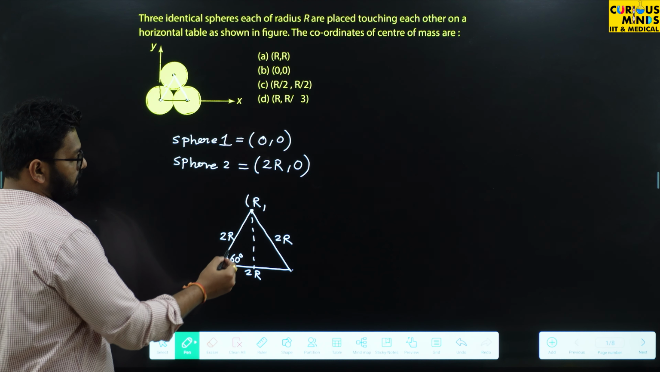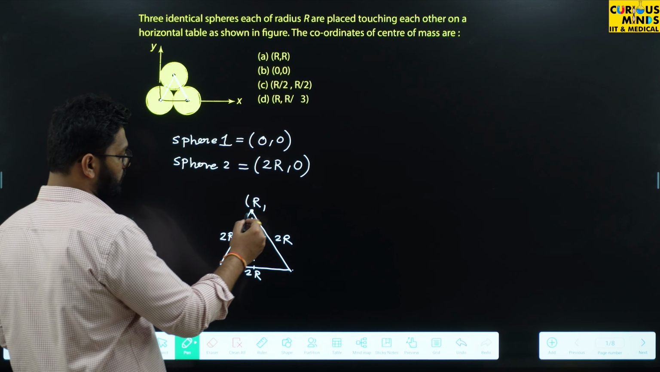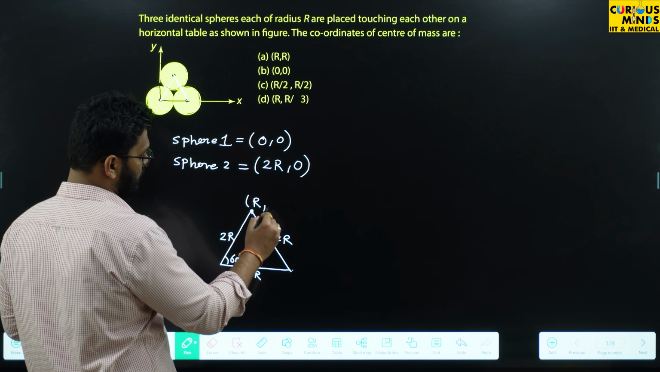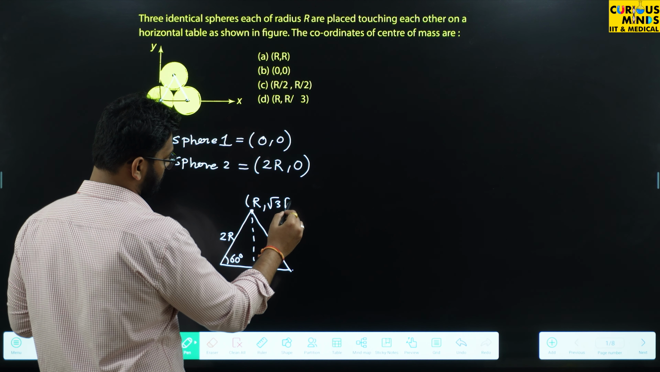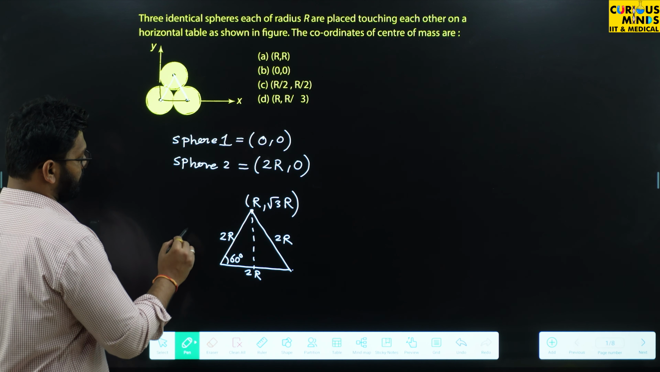And what is the y coordinate? That will be 2r sin 60. 2r sin 60 is 2 times r into root 3 by 2, so this will be root 3r. So for sphere 3, the coordinates are r and root 3r. These are the coordinates for sphere 3.